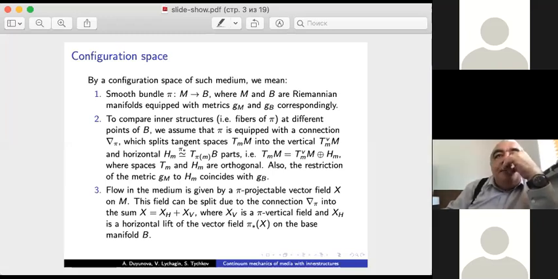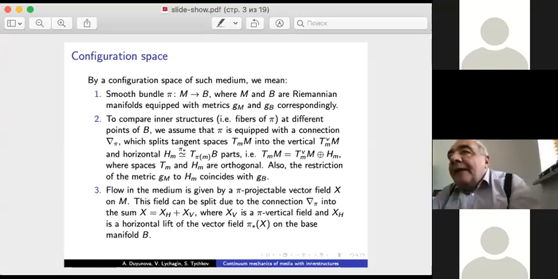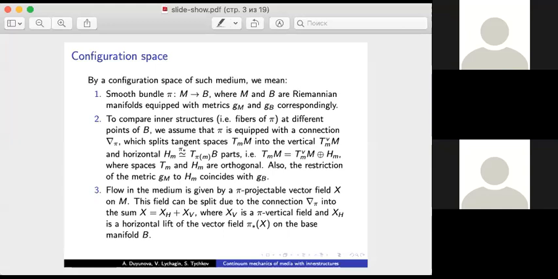The third condition that must be met is that the flow in the medium is given by a pi-projectable vector field X, and this means that the field X preserves the bundle pi. This field can be split, due to the connection nabla, into the sum XV plus XH, where XV is the vertical field and XH is the horizontal lift of the vector field pi star X. So this is what we mean by configuration space and what kind of conditions we want to be true for the vector field X.